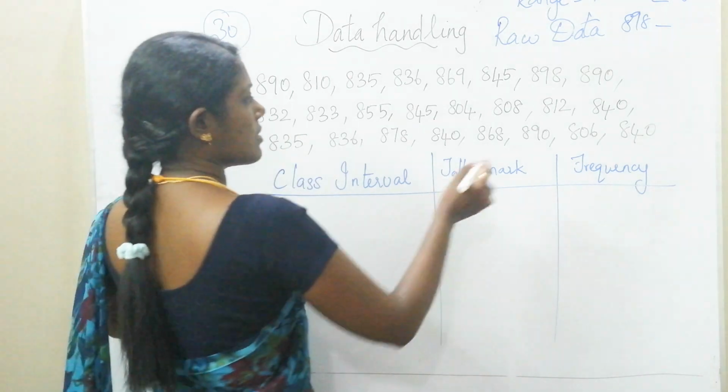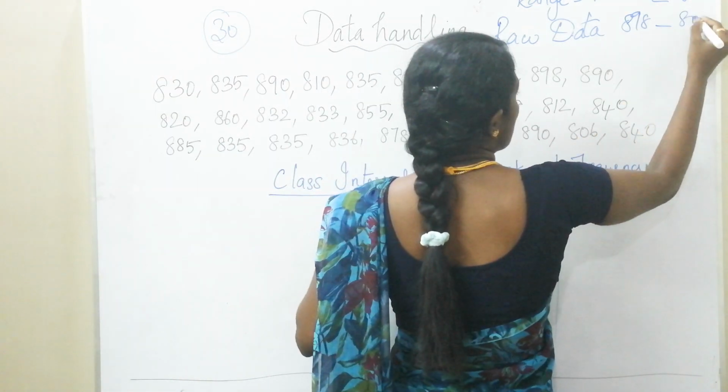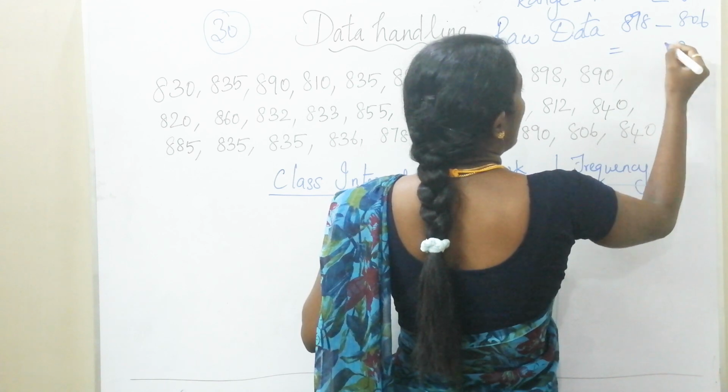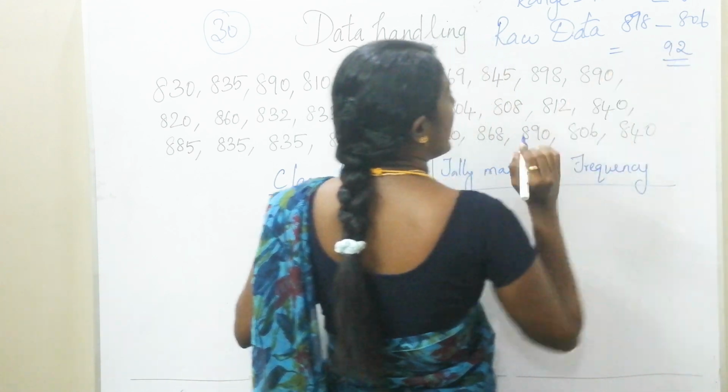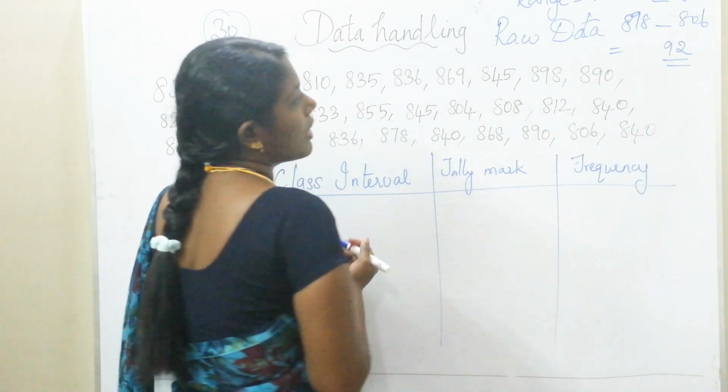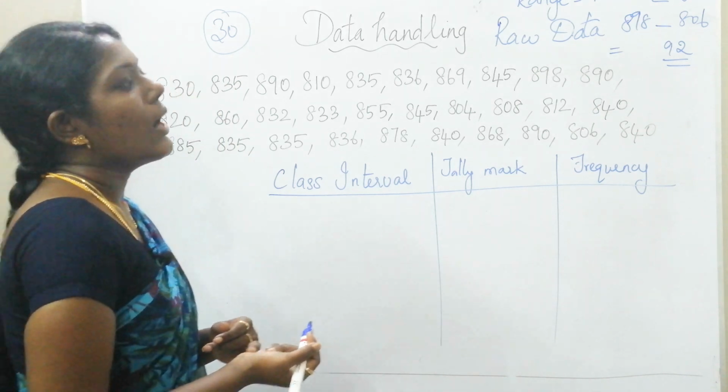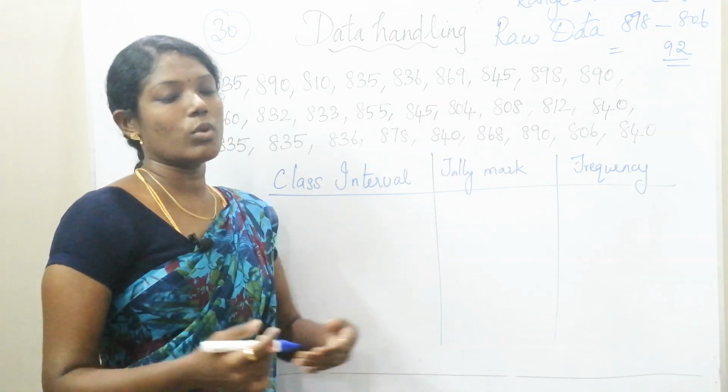Yes. So the lowest value in the data is 806. So when I subtract, I get 92. So 92 is my range value. So that is how I found out my range.